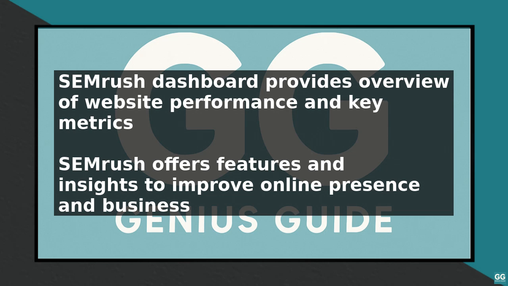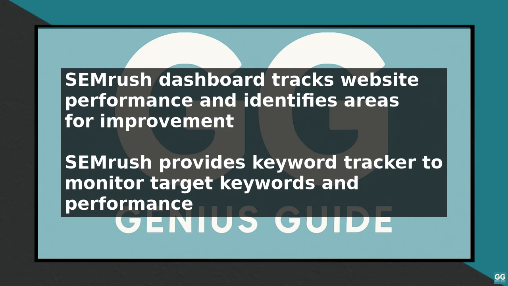It is divided into several sections, including organic search, paid search, backlinks, and technical SEO. You should use the Semrush dashboard when you need to track your website's overall performance and identify areas for improvement. For instance, if you want to monitor your website's keyword rankings, Semrush provides a keyword tracker that allows you to track your target keywords and see how they are performing.